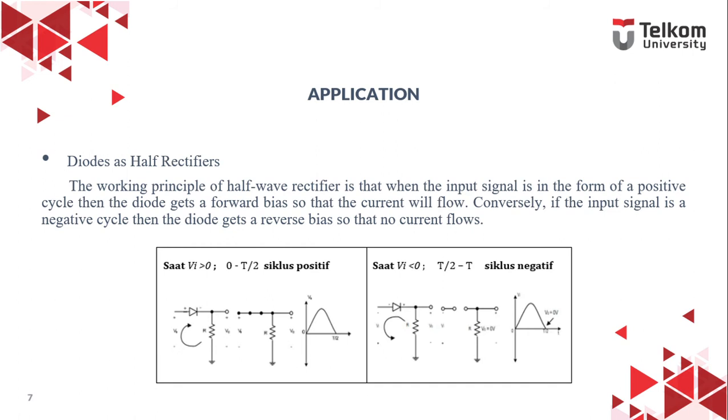Next, diode as half rectifier. The working principle of a half-wave rectifier is that when the input signal is in the form of a positive cycle, the diode gets a forward bias, so that the current will flow. Conversely, if the input signal is a negative cycle, then the diode gets a reverse bias, so that no current flows.